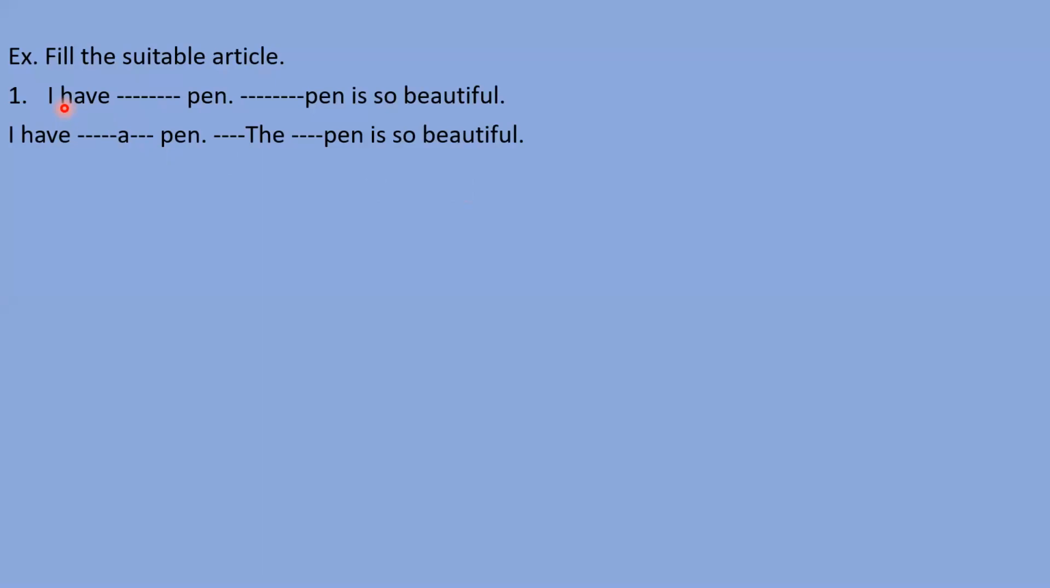And now in the next fill-up I will say the pen is so beautiful, because the listener has come to know which pen we are talking about. So the first time I described the pen, and the second time I need to use the, because here that pen is definite. Listener and speaker both know which pen we are talking about, but in the initial fill-up we don't know, that's why we have used a there, right? And secondly, that pen is singular, right?